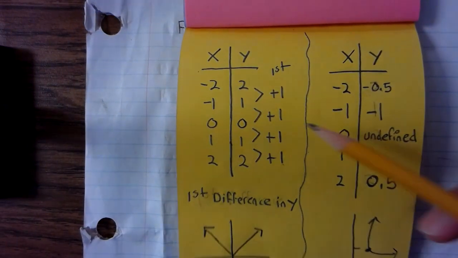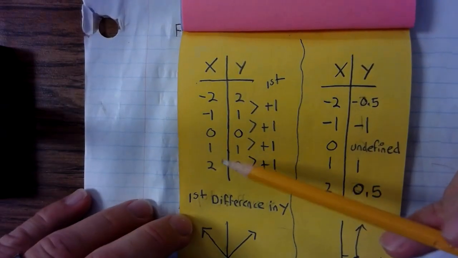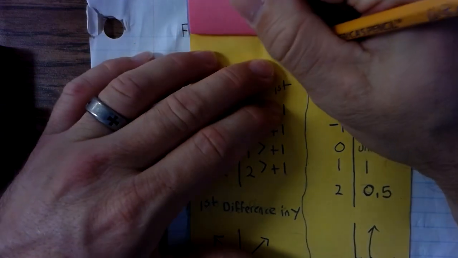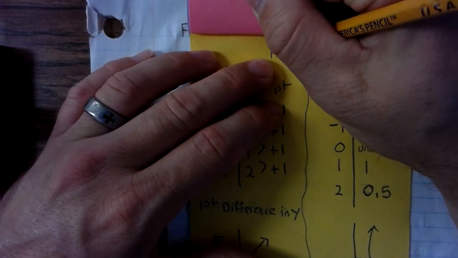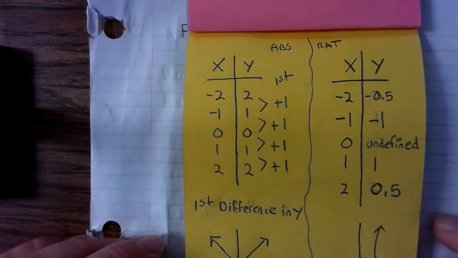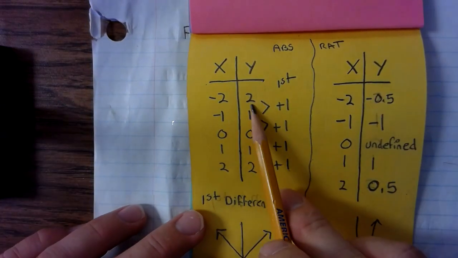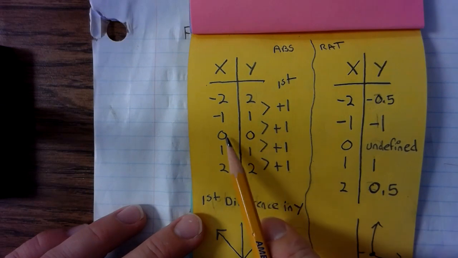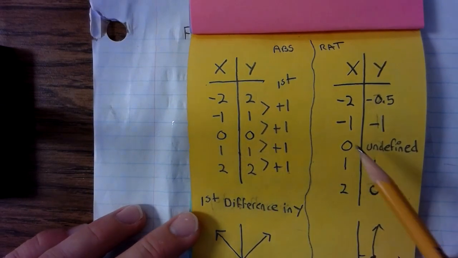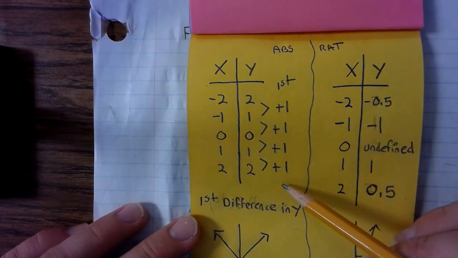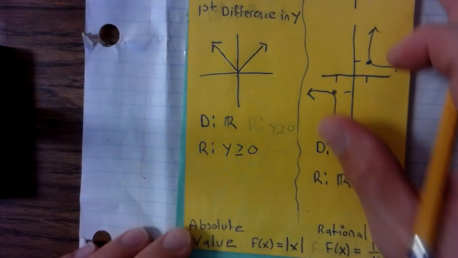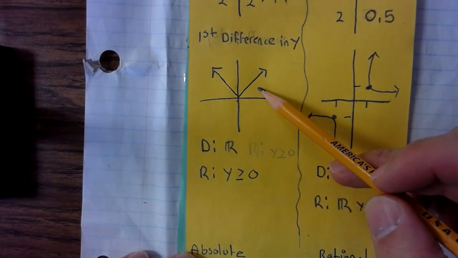All right, so now we're looking at absolute value, and this is rational. Let's look at absolute value first. When x is negative 2, y is 2. When x is negative 1, y is 1. When x is 0, y is 0. When x is 1, y is 1. When x is 2, y is 2. Your first difference is the same. There's your absolute value graph.